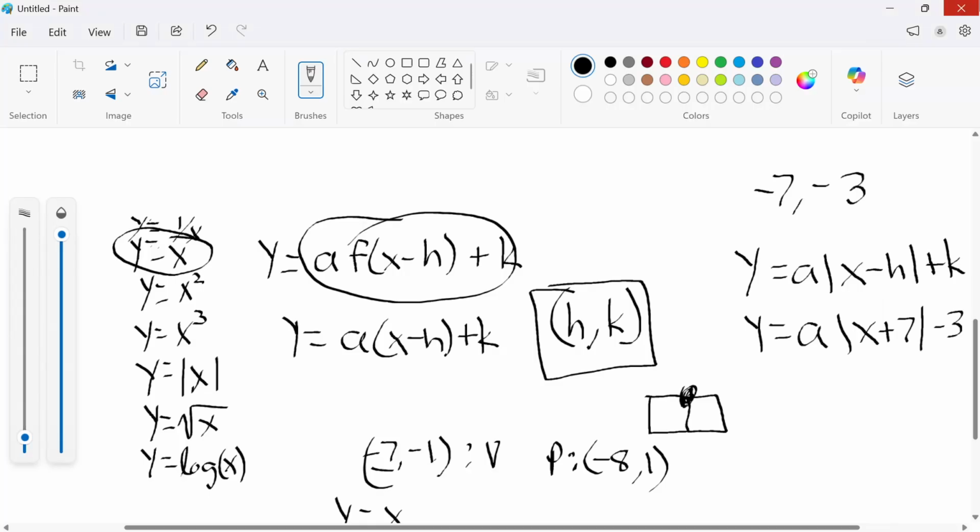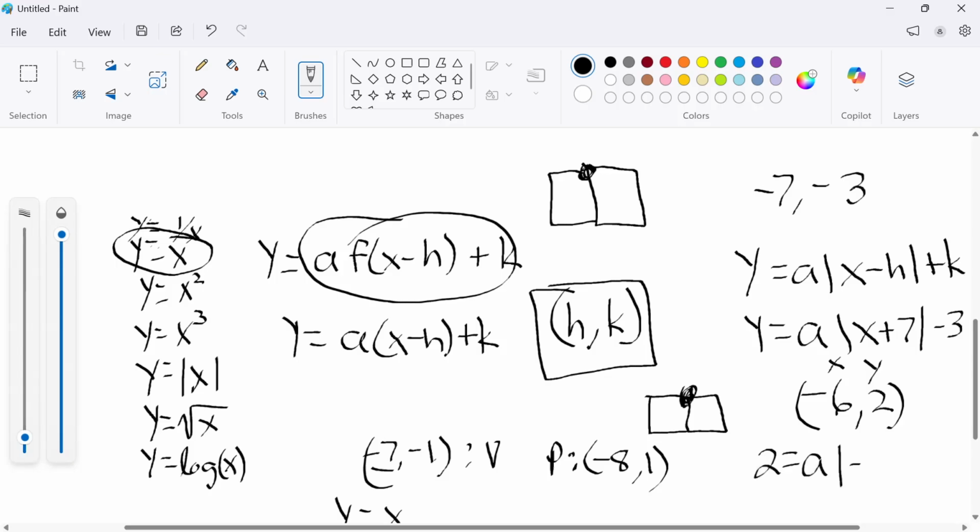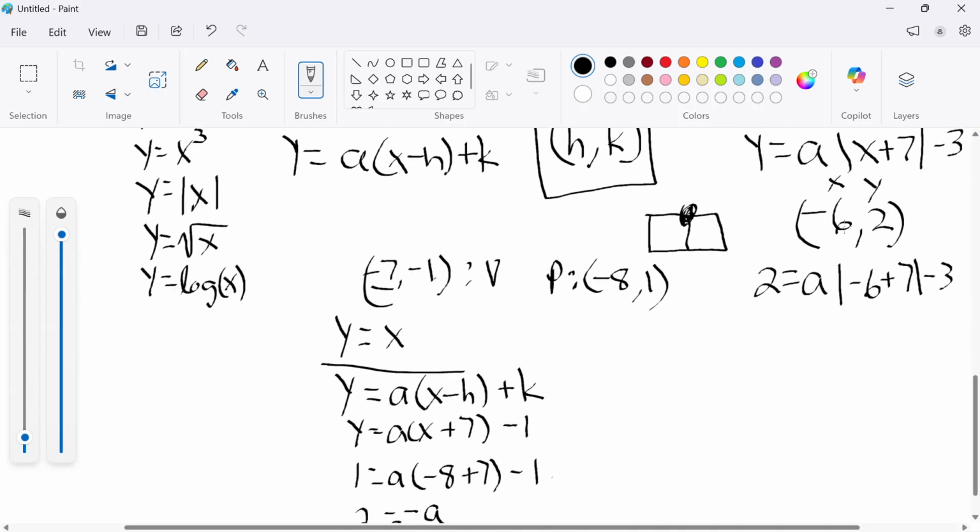-6, 2, there's one. You just have to look on your graph, and whenever you see a point definitely at the corner of boxes, that's an even point with whole numbers. So -6, 2. X is -6, y is 2. I'm going to plug that in. 2 equals a times absolute value of -6 plus 7, minus 3. And then I'm going to add 3 to both sides, 5 equals -6 plus 7 is 1. Absolute value of 1 is 1, so 1a. So a equals 5. And verified.